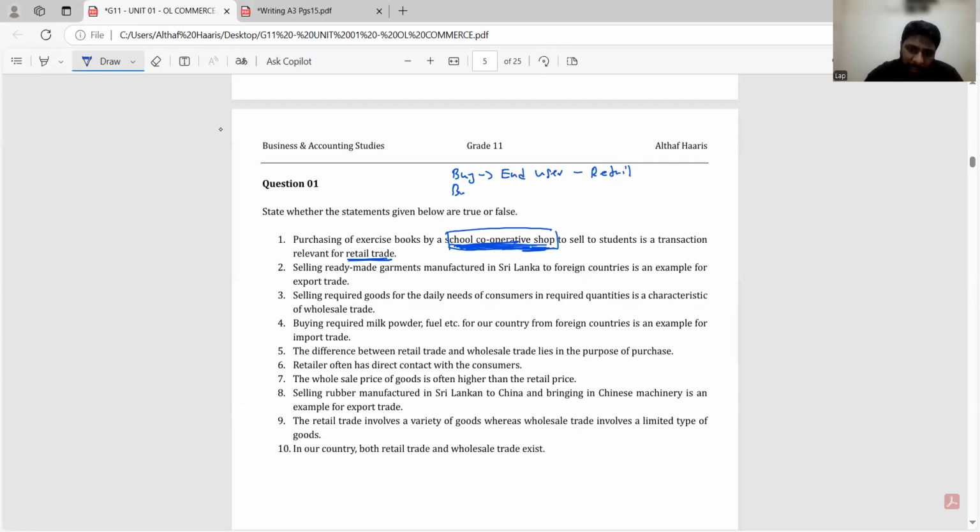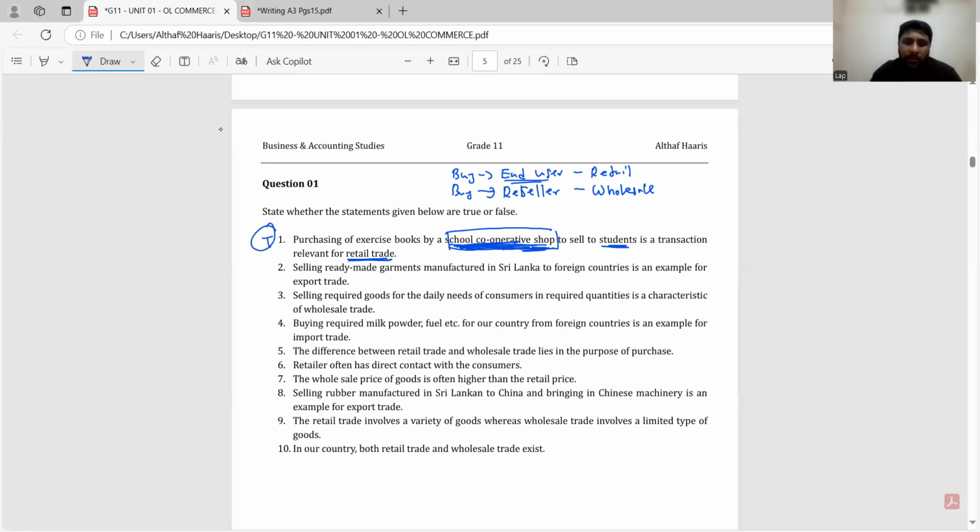If you buy in the expectation of selling it to a reseller, that is wholesale. So here they are buying it to sell it to the final students. Students only will use the book. So they are going to sell it to the end user. So it is retail. It's true.